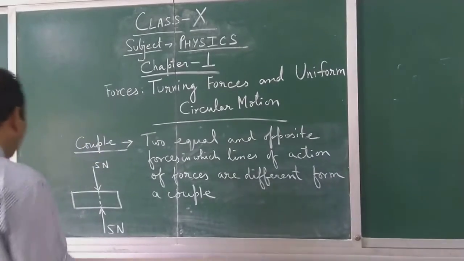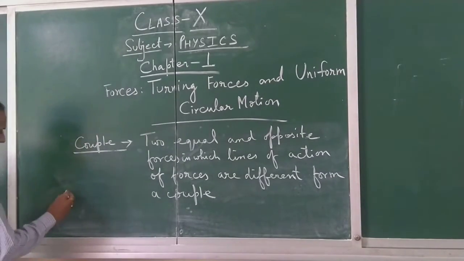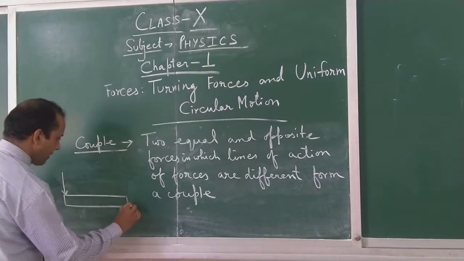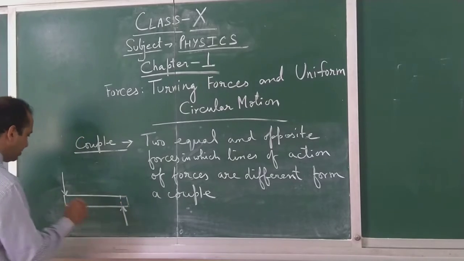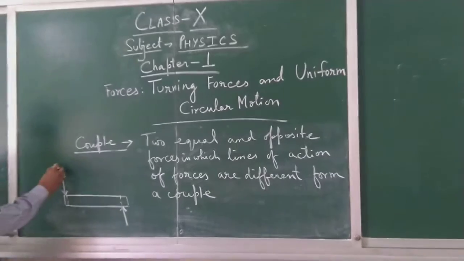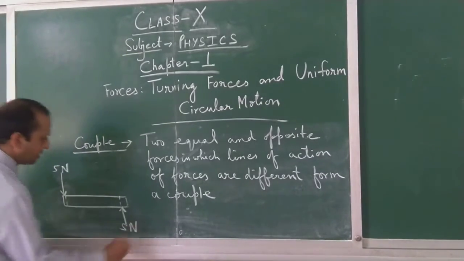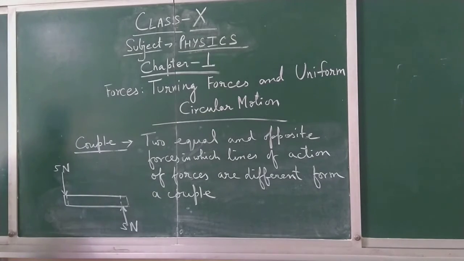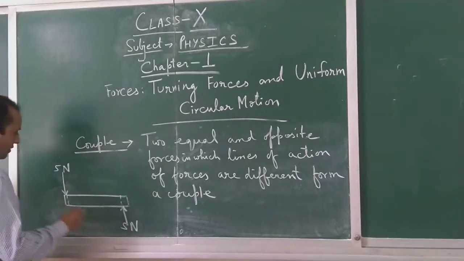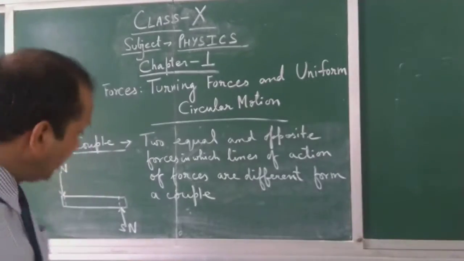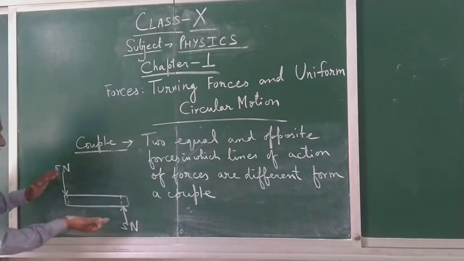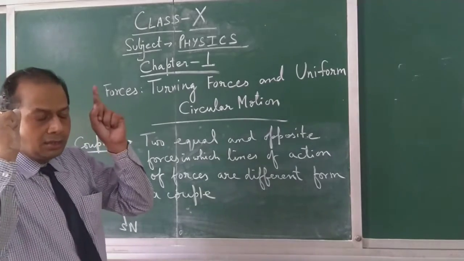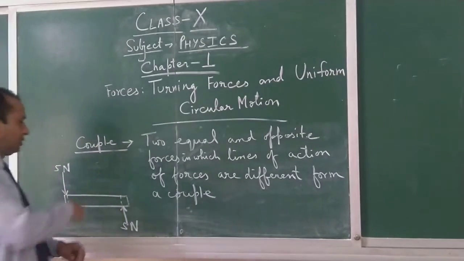But if I say that a body is there, and two equal and opposite forces whose lines of action are different, and children, you can do this way also. So what will it form then? It will try to turn the body. It will always try to turn the body. A couple always has a tendency to turn the body.